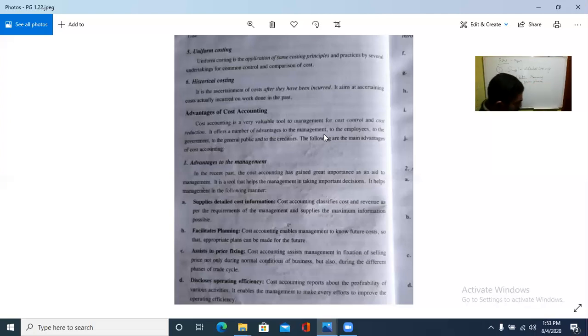Assist in price fixing, fixing the prices. So that is, cost accounting assists the management in fixing the selling price, not only during normal condition but also during the different phases of trade cycle.